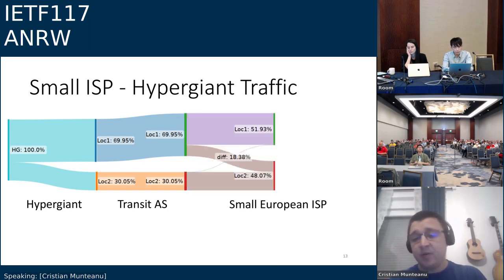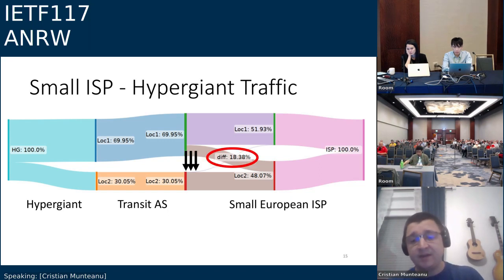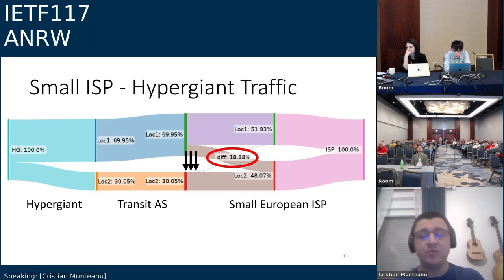Now, what will happen in the small European ISP is that some of the traffic actually needs to be rerouted from one location to another in order to reach the end clients, right? And in this situation, we have this small percentage that went to one location but needed to be in another location. We made further investigation here. We looked at all the routers and their capacity. There are no congestions. There is actually no problem anywhere. The only cause is the improper choosing of the server on the hypergiant, right?